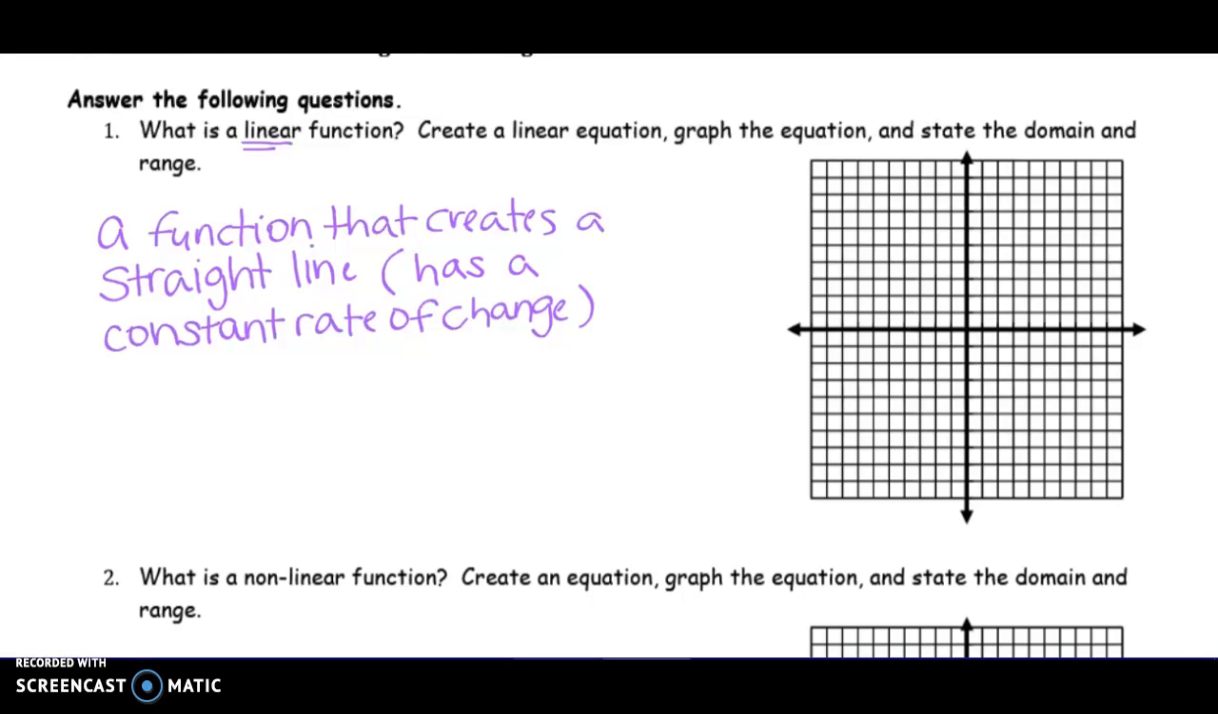We now need to create a linear equation, graph it, and then state the domain and range. So we can make up anything. We know a linear function has that format y equals mx plus b, so this is taking any number for m, any number for b. So maybe we will graph 4x minus 8. Y equals mx plus b. B is where we begin. My b in this example is a negative 8, so I'm going to begin at negative 8 on my y-axis. The m is my slope, how I move. I'm moving up positive 4 and over 1.